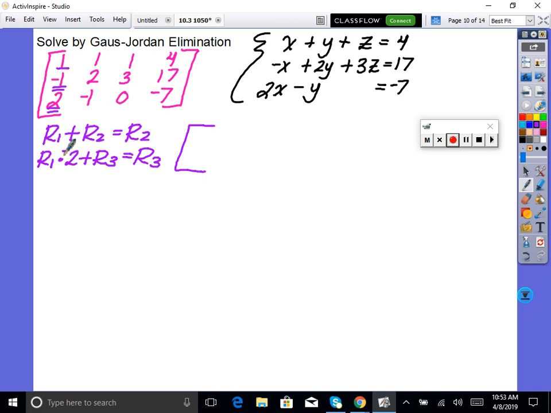Uh-oh. Yep, it's going to be times negative 2. Good catch. You don't need to hit 2 birds with 1 stone. So 1, 1, 1, 4.